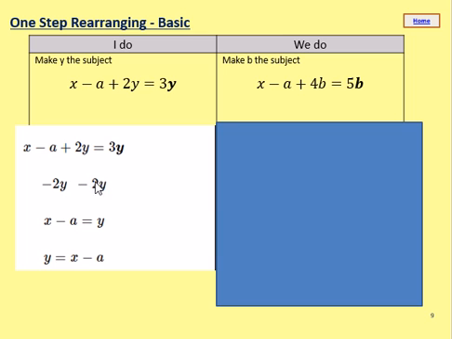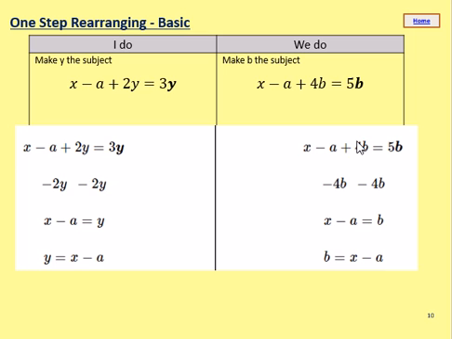So subtracting 2y from both sides, 3y take away 2y gives me 1y, or just y. And x take away a, add 2y, take away 2y, leaves me with just the x take away a part. So now I've got y as the subject. y equals x take away a. Please copy that down and then try the we do for yourselves. Remember, choose the side that has the greater number of b in this case. That's the side you want to get the b's on.